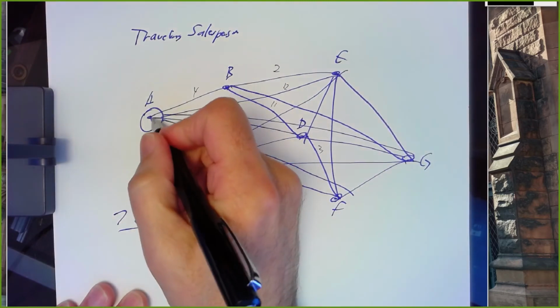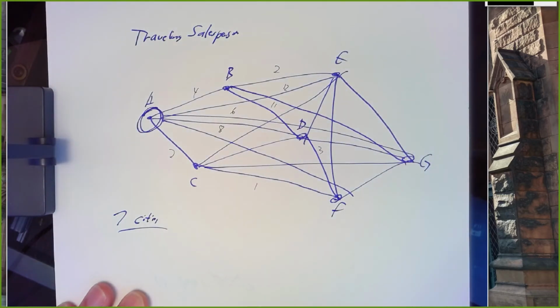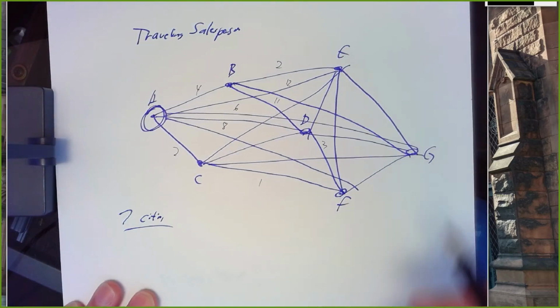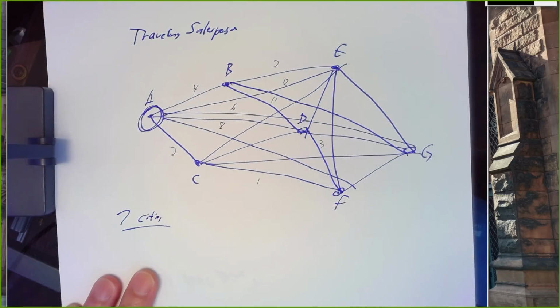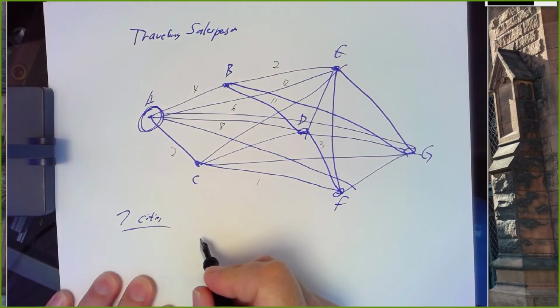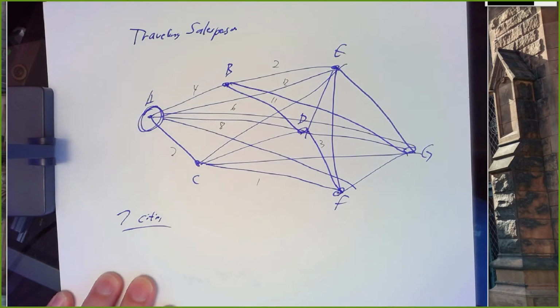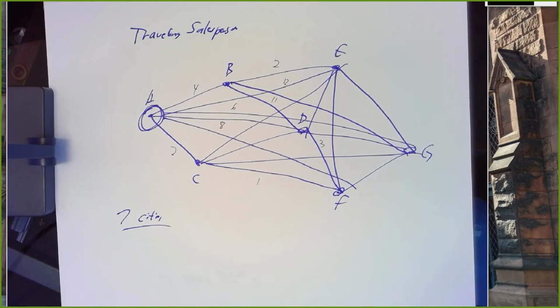I'm going to start at vertex A. There are 6 possible cities I could visit next. I can go to B, C, D, E, F, or G. And whatever city I visit next, there's 6 possible cities I could visit after that. And whatever city I visit next, there's 6 cities I could visit after that.